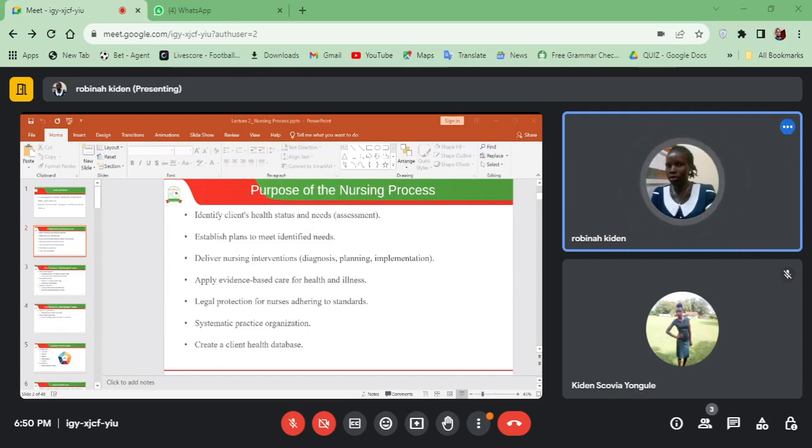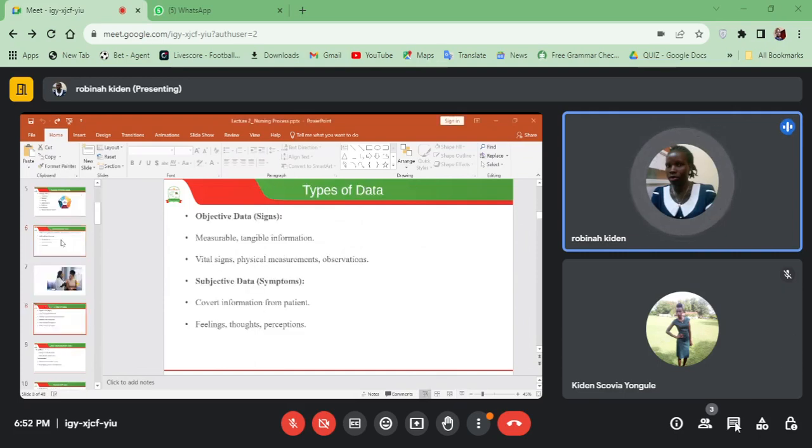Types of data. We have objective data. The objective data is basically the measurable and tangible information. So this normally we get through the assessment as the health workers. When you take the vital signs of the patient, do physical measurements, then observations, you're able to obtain this data. Then subjective data. This is a kind of data that you will get from the patient. These are inner thoughts that the patient herself tells us. If we don't hear from the patient, if the patient does not tell us, we cannot know what exactly is happening.